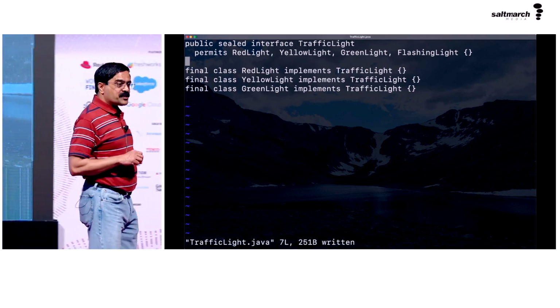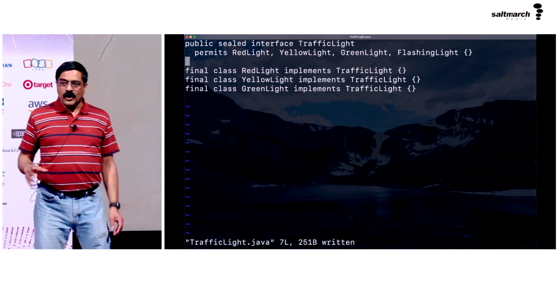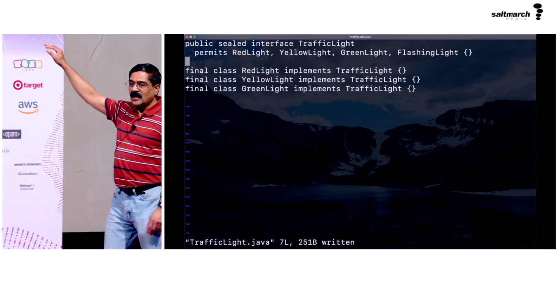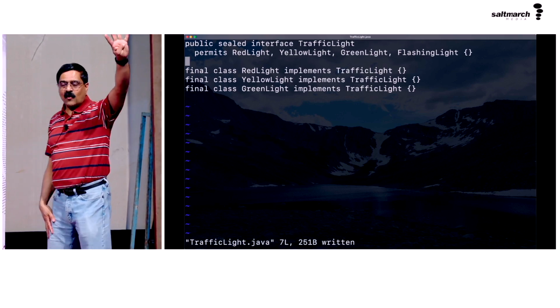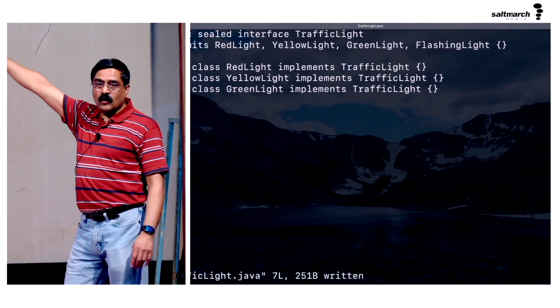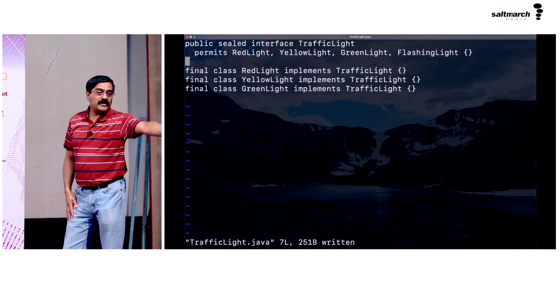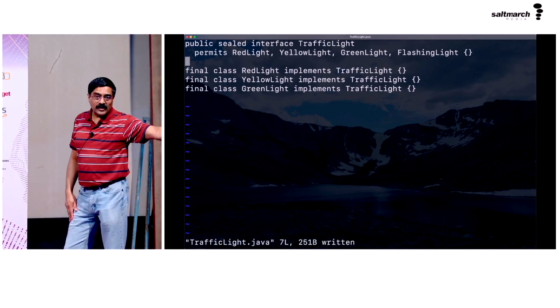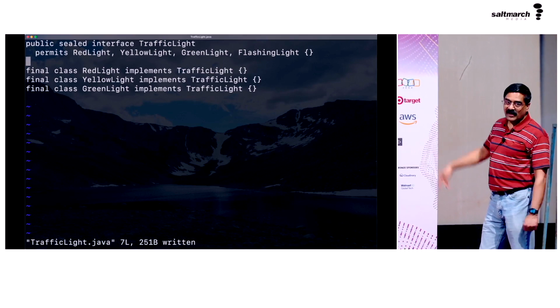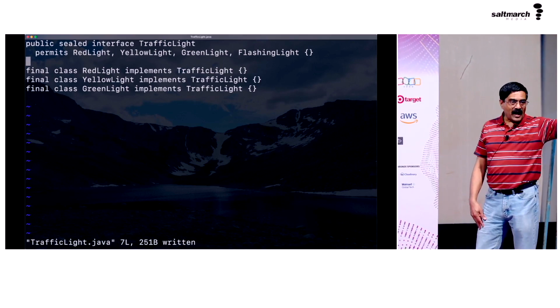So the permits list basically says, oh, your traffic light interface can have 4 children: the red light, yellow light, and green light, which incidentally are in the same file, but you can move them to another file if you wanted to. Nothing stops you from doing it. And flashing light, which is not in this file, it's in another file.